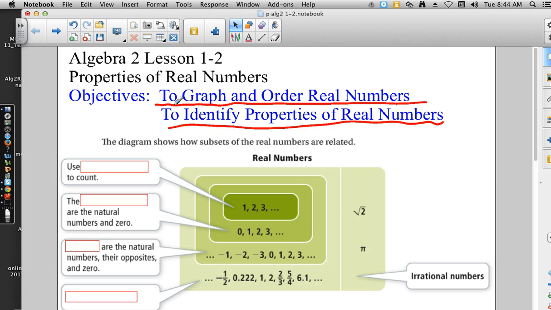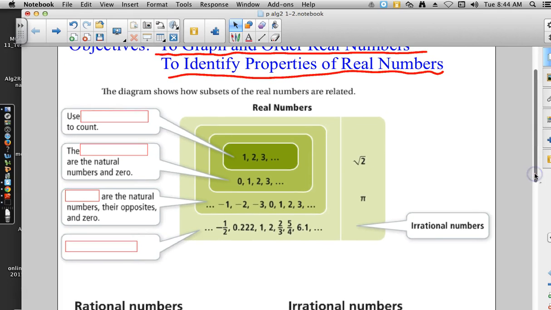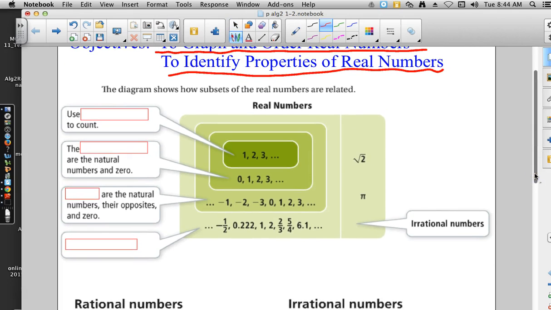Graphing and ordering these numbers is not something that's usually difficult. We're just putting these on a number line. But identifying properties of real numbers, that's a little bit back to geometry, trying to remember what properties told us. And we're going to start off here with the only numbers that you have been experiencing as you've come through your mathematics education so far, and that would be the real numbers.